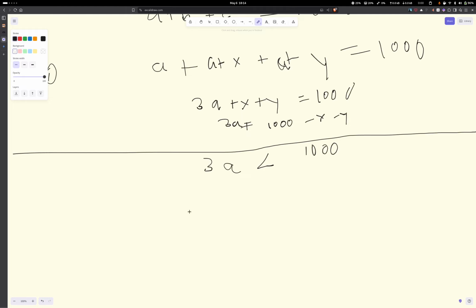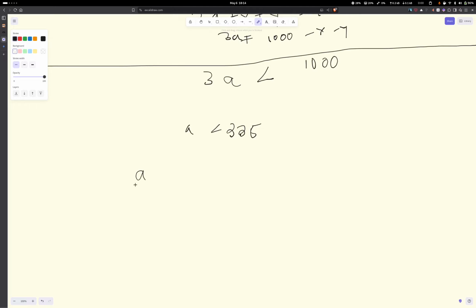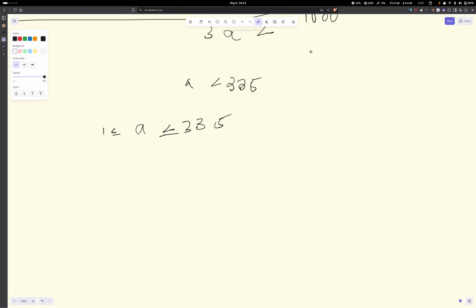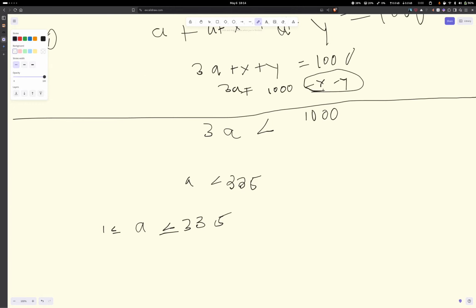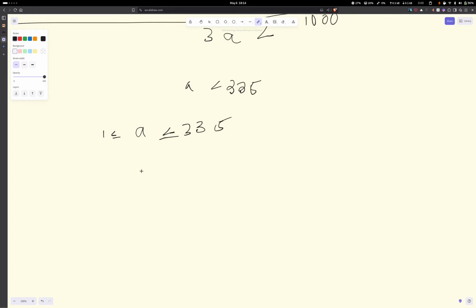So if you divide by 3 on both sides, that comes out to be about 333, let's say 335, just for convenience's sake. So A has to be at least 1, and it can be at most a little less than 335 because there is X and Y here. So in the first loop, we don't actually need to go past 335.